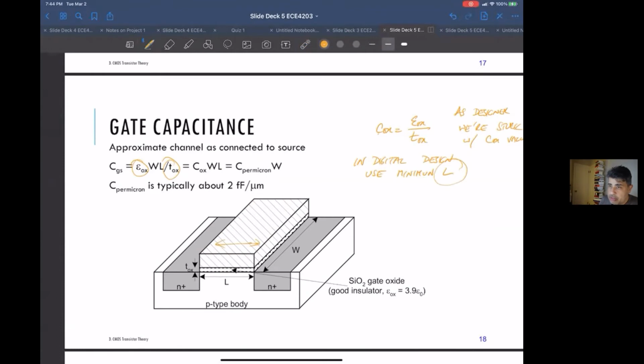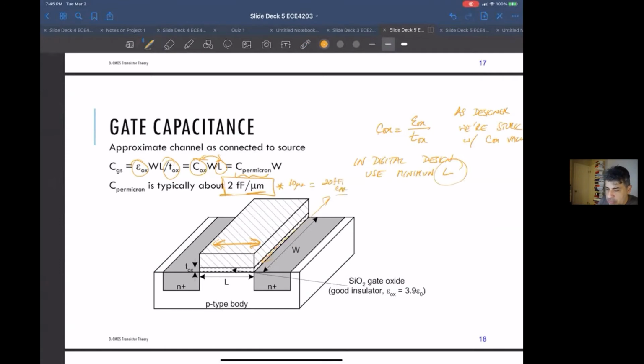In digital design for CMOS standard static gates, you're only hurting yourself by making this longer than minimum length. If you make it longer, to get the same low resistance you need to make this wider, and you're just increasing your gate capacitance and there's no winning. So I want to make this the minimum length, okay? So if you do that, then the C ox times L combination also stays constant and you get this capacitance per micron of width.